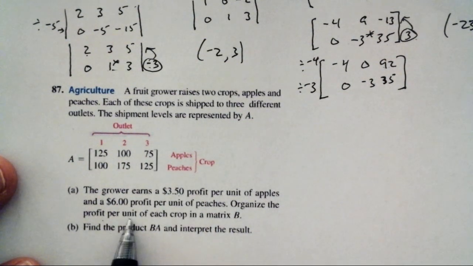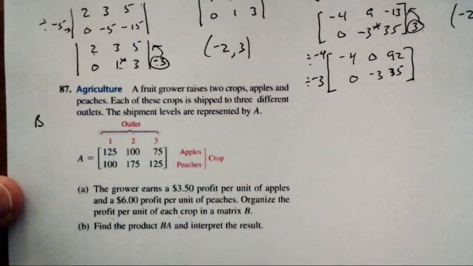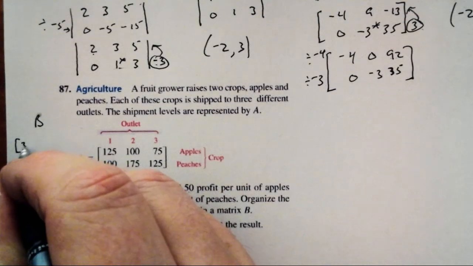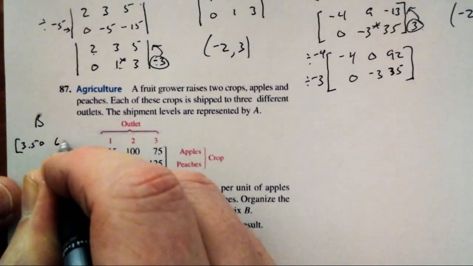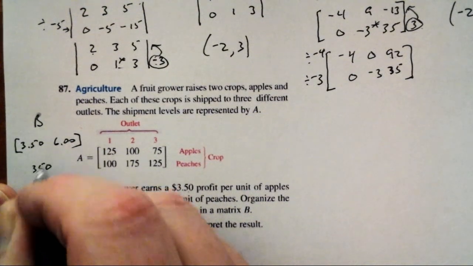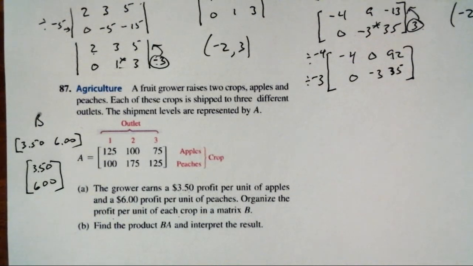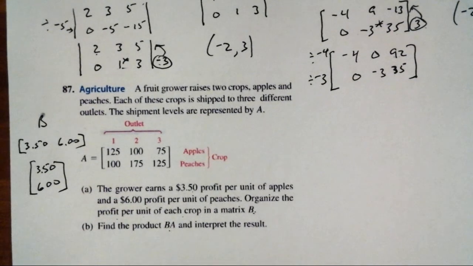Organize the profit per unit of each crop in matrix B. Well, matrix B could perhaps be $3.50 and $6, but I also might put it into $3.50 and $6 like that. I don't know. I'm not crazy about question A. They should say organize the profit per unit of each crop in matrix B so that you can multiply B times A. Okay, now multiplying B times A, take a look.